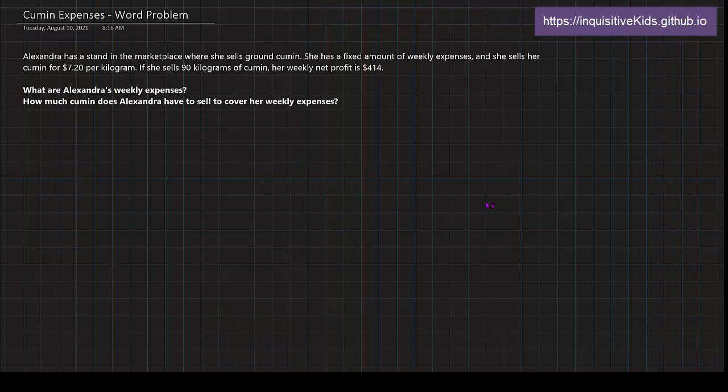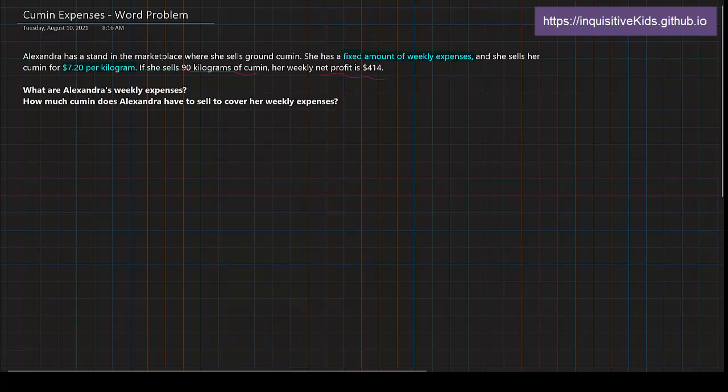Okay, so where do we start? Well, we first need to remind ourselves that she has a fixed amount of weekly expenses, and she sells her cumin for $7 per kilogram. And if she sells 90 kilograms of cumin, her weekly net profit is $414. Okay. And we're trying to find what are Alexandra's weekly expenses. So we know she has a fixed amount.